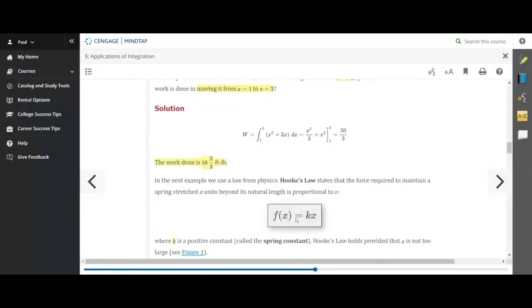Hooke's law. What is Hooke's law? Hooke's law is a law from physics, and it states that the force required to maintain a spring stretched x units beyond its natural length is proportional to x. And K is, by the way, a spring constant. K is dependent on what spring you're using.